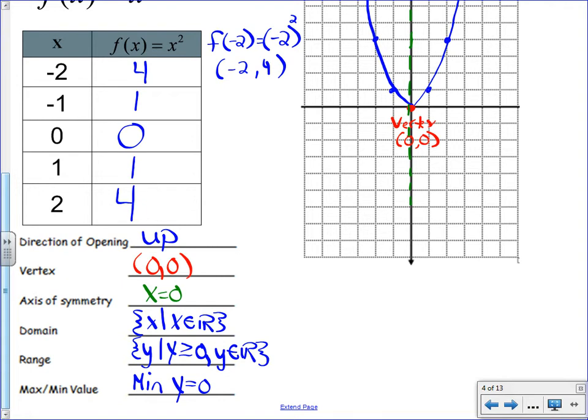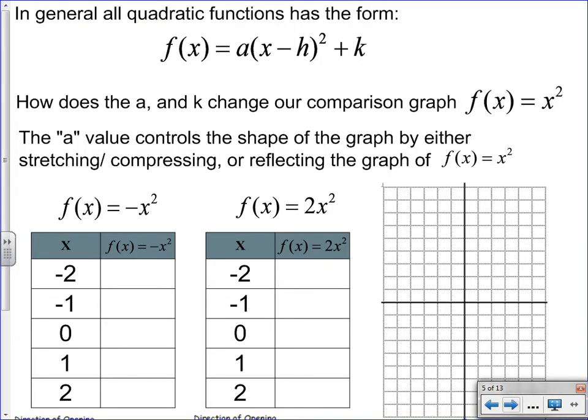Okay, going on to the next, we're going to look at transformations. It says in general, all quadratic functions, they have the form f of x equals a bracket x minus h all squared plus k. Today we're going to only look at vertical transformations and how that occurs. So we're going to see what happens if I change my a and my k values to our comparison graph of x squared.